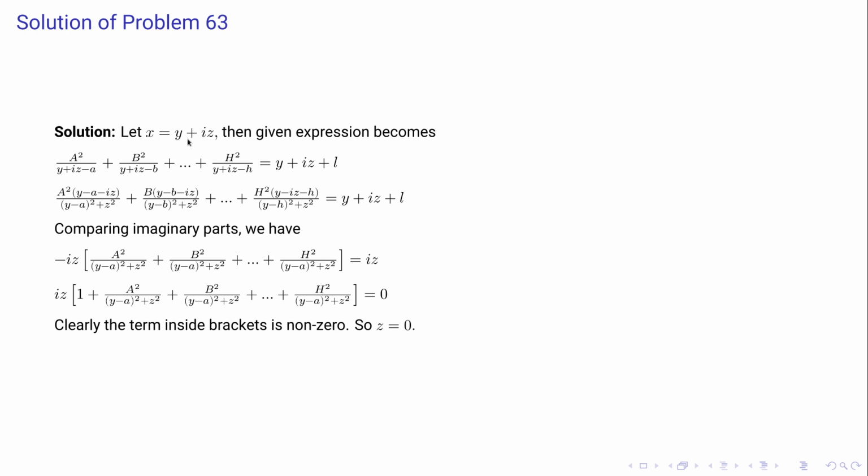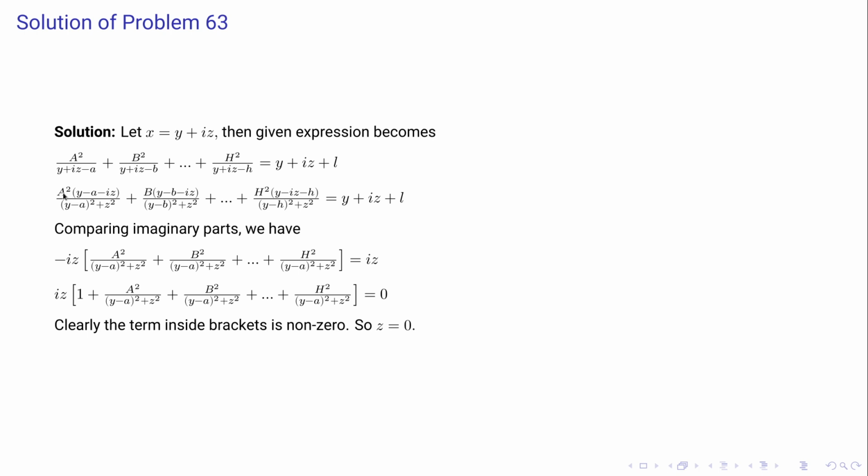So we let x is equal to y plus iz. So the given equation becomes a square by (y plus iz minus a) plus b square by (y plus iz minus b) up to h square by (y plus iz minus h) is equal to y plus iz plus l. Now we rationalize this by multiplying each term on the left hand side with the complex conjugate and dividing with the complex conjugate.